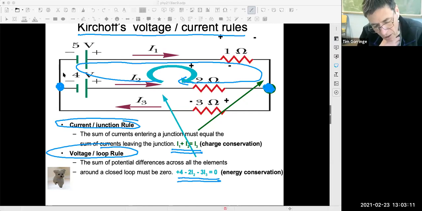So let's start walking around the top circuit. I'm going to start here in the middle of the middle arm, right in the middle of the circuit. And I'm going to walk over here towards the left, so clockwise around the circuit, and then back to that midpoint of the middle arm.